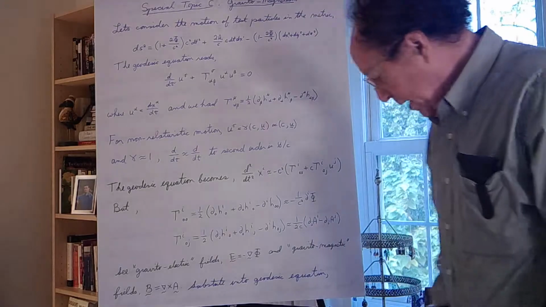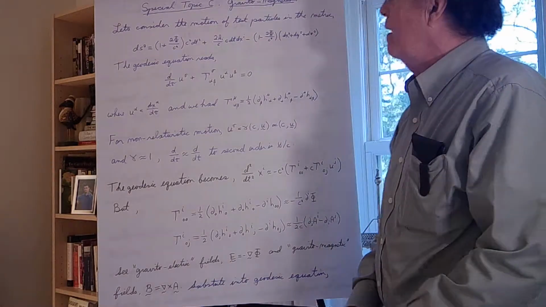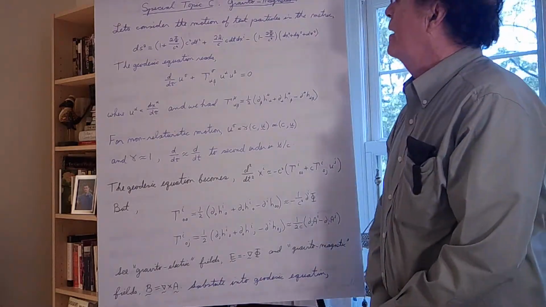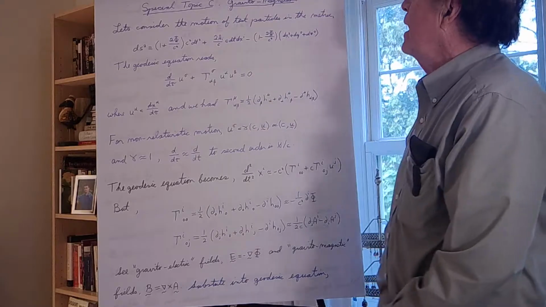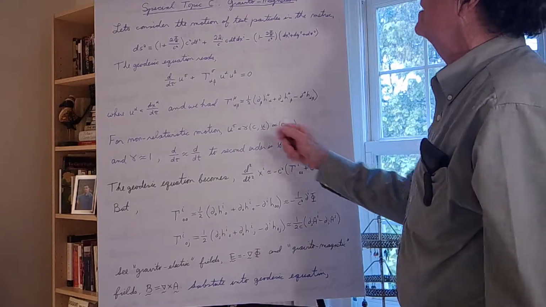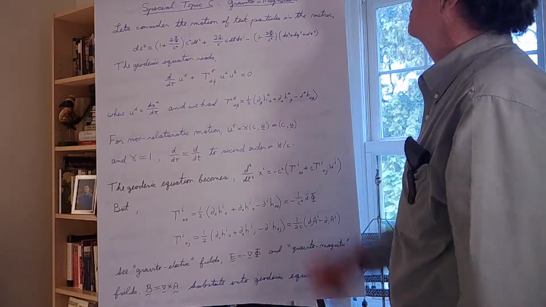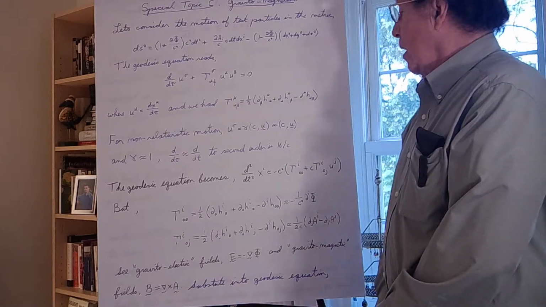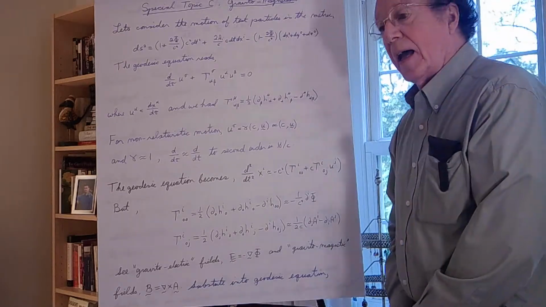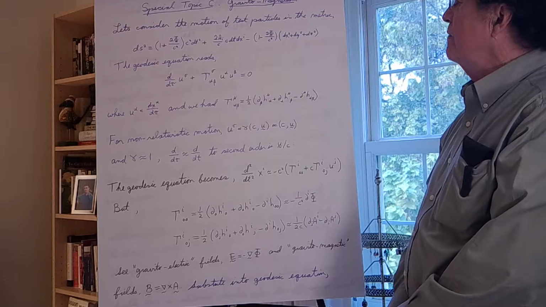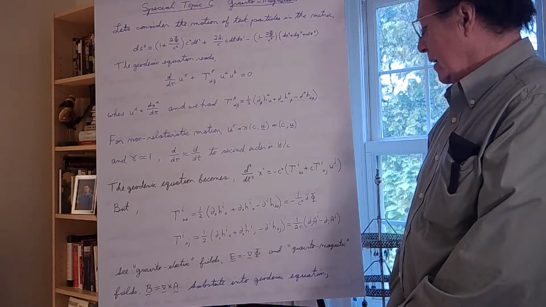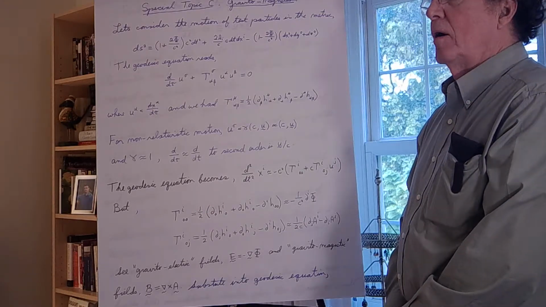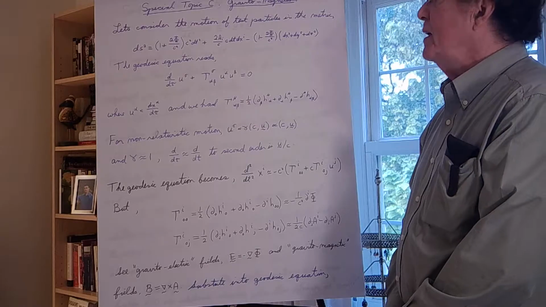So let's continue with our study of velocity-dependent effects in relativity. And the next one we're faced with in our special topic C is called gravitomagnetism. We've seen elements of this in the lens-Thirring effect, and now we want to take a second look at it.